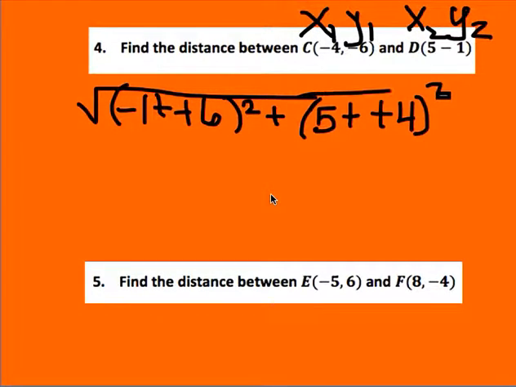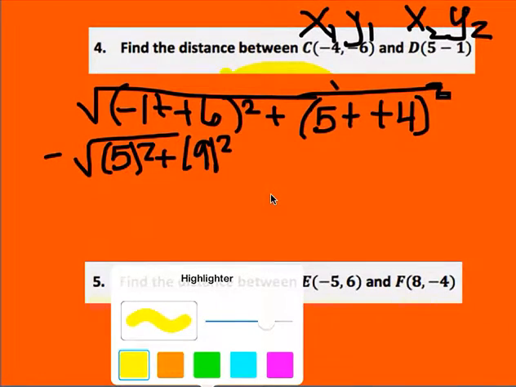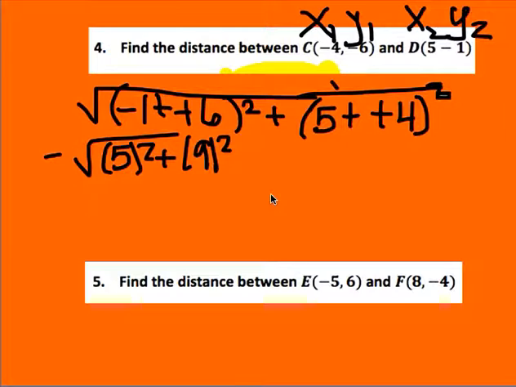x2 minus x1, again, subtracting a negative becomes plus a positive, okay? So then what we're going to do is add those up. So negative 1 plus 6, well, that's going to give me 5. 5 plus 4 is going to give me 9. And if you had these two flip-flopped around, that's okay. It still means the same thing because with addition, the order doesn't really matter.